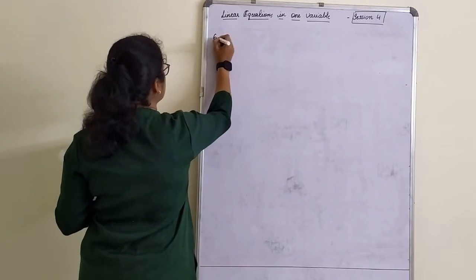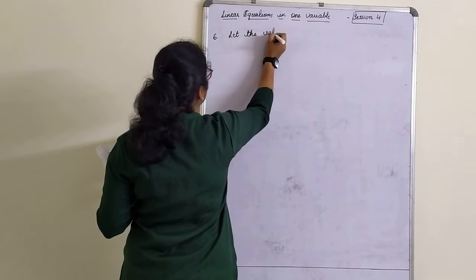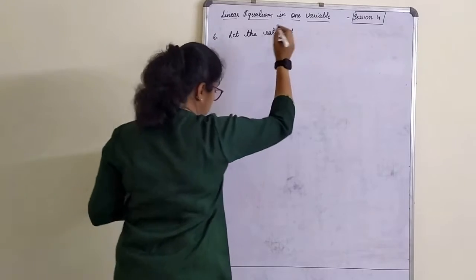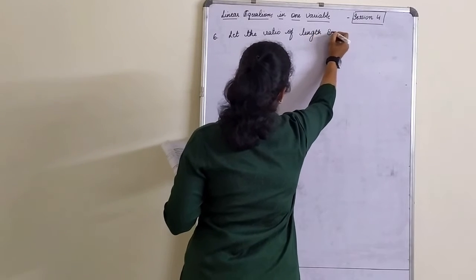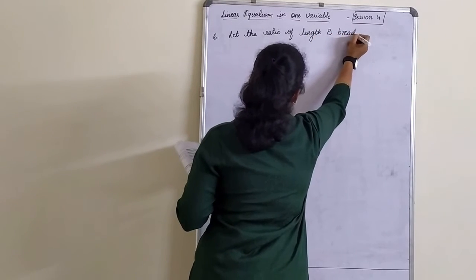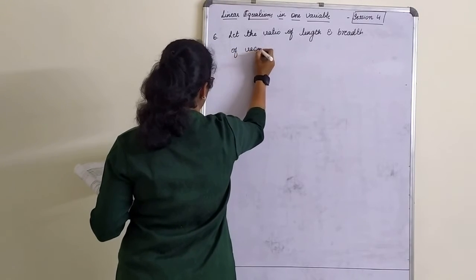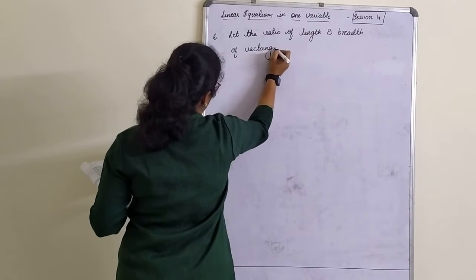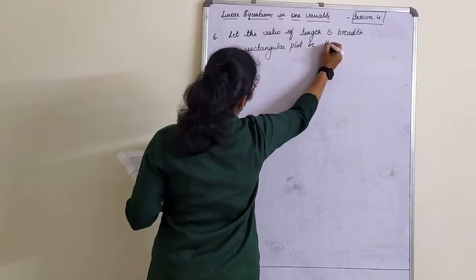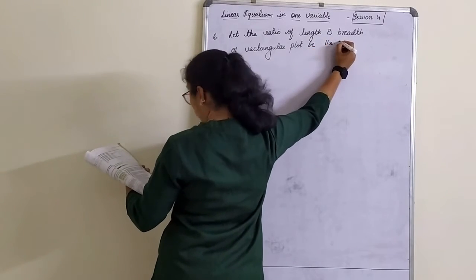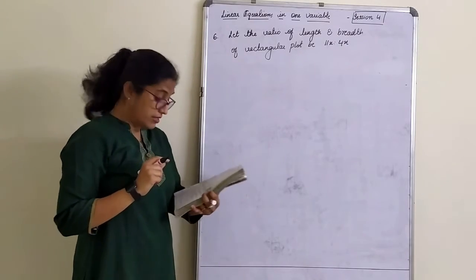Question number 6. Let the ratio of length and breadth of the rectangular plot be 11x is to 4x. Okay, that is the ratio, that is, length is 11x and breadth is 4x.